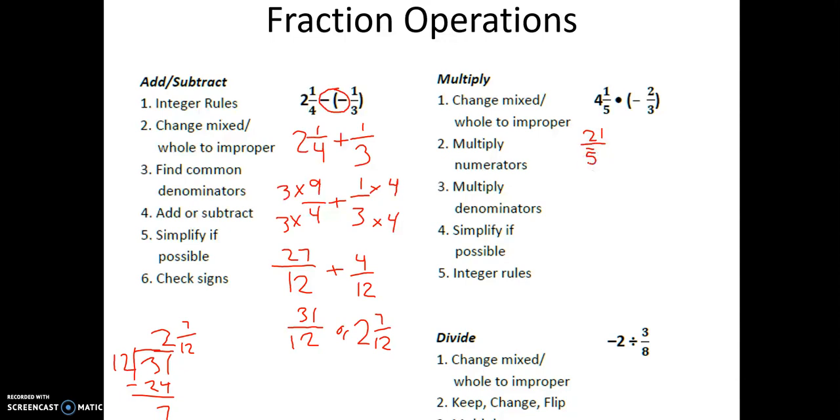21 over 5 times, that's a times sign, negative 2/3. Okay, and then it says multiply the numerators. So 21 times 2 is 42. And it says multiply denominators. And 5 times 3 is 15.